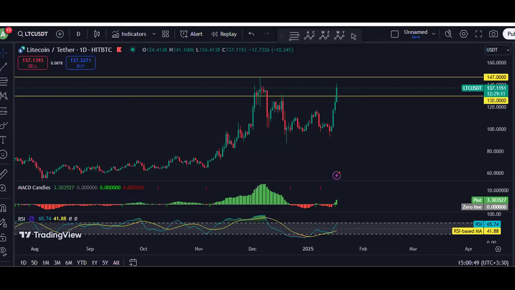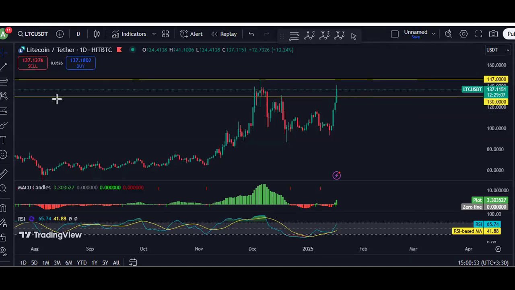LTC, we start with the daily chart. I want to give a quick update. First of all, we want to see what we have been looking for. Since the price was exactly within this range, we have been looking to see the breakout of the 130, and we came up with the 147.